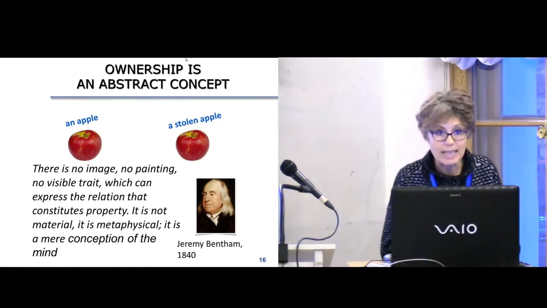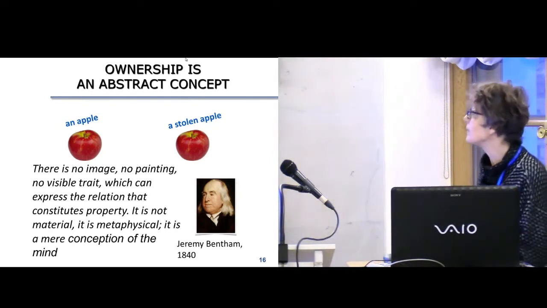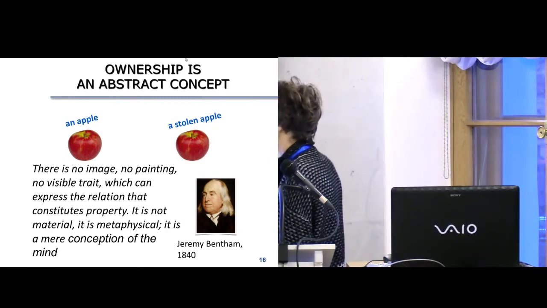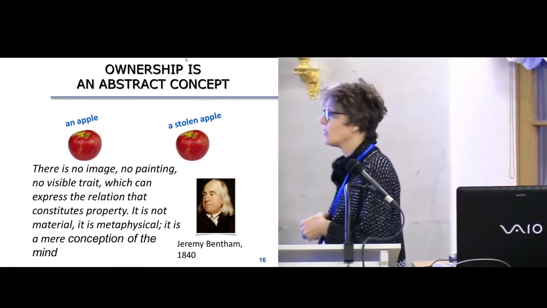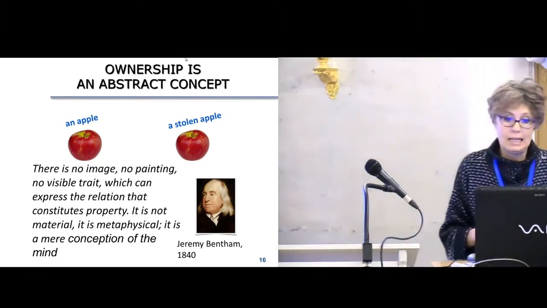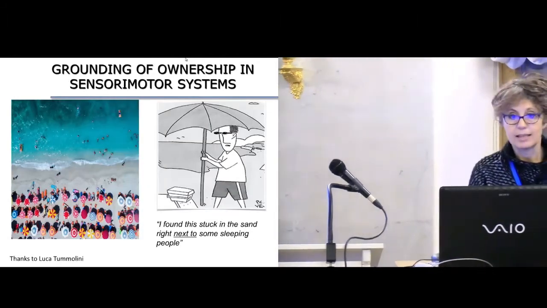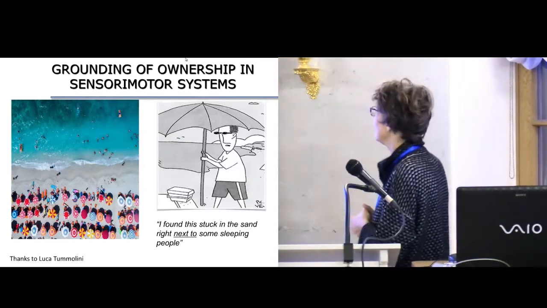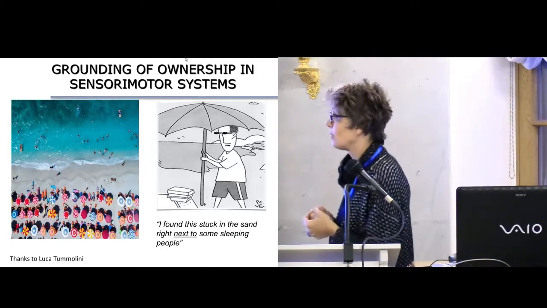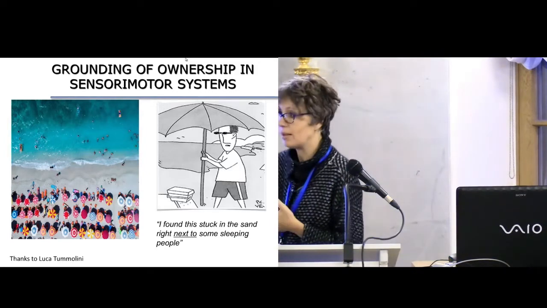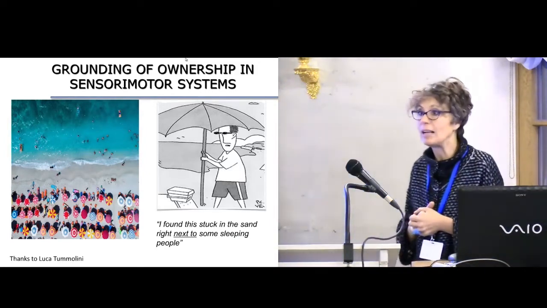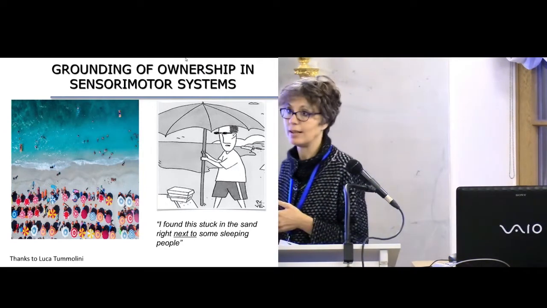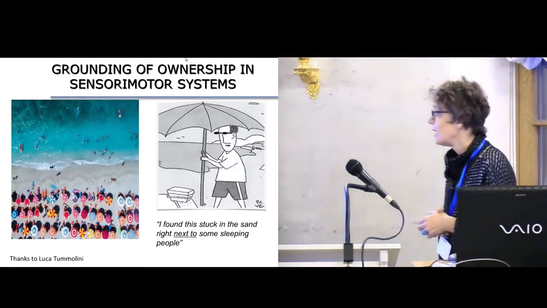As Bentham said, there is no image, no painting, no visible trait which can express the relation that constitutes property. It is not material, it is metaphysical, it is a mere conception of the mind. And this is an example of how ownership can be grounded in spatial experience. If we look at the beach from above, we typically tend to assign the umbrella to the person or persons who are engaged.